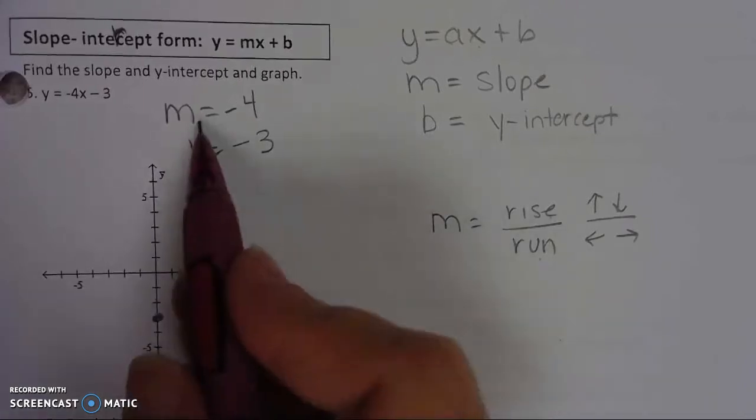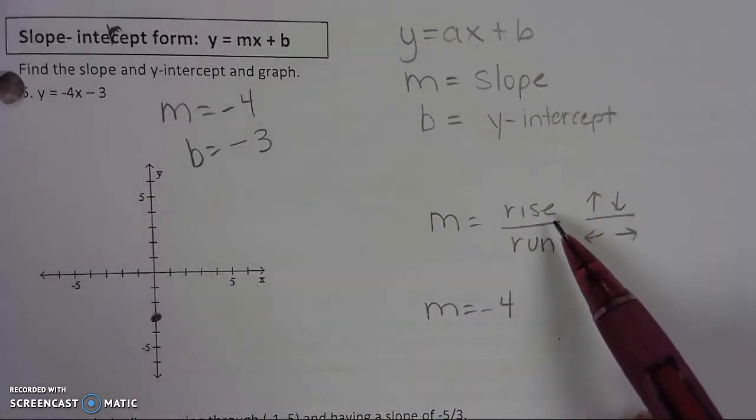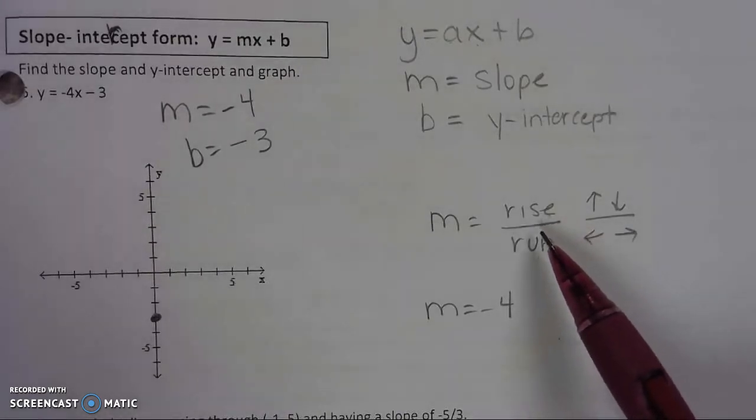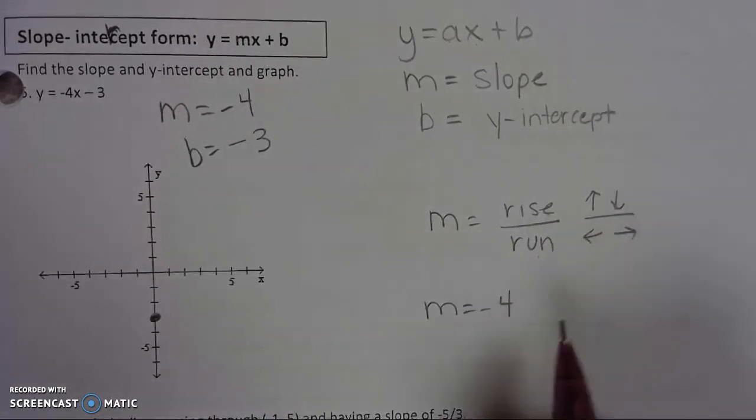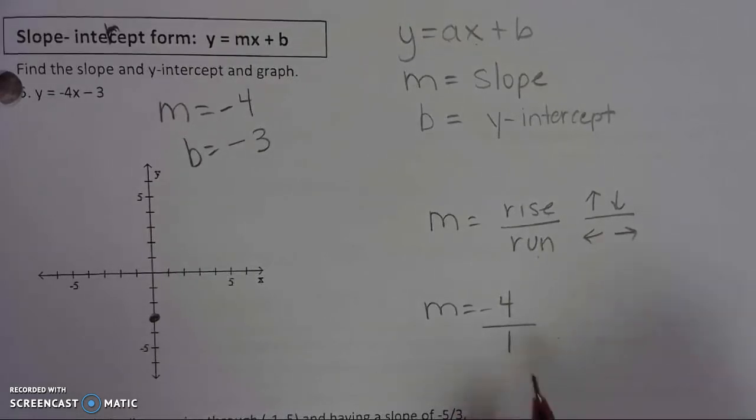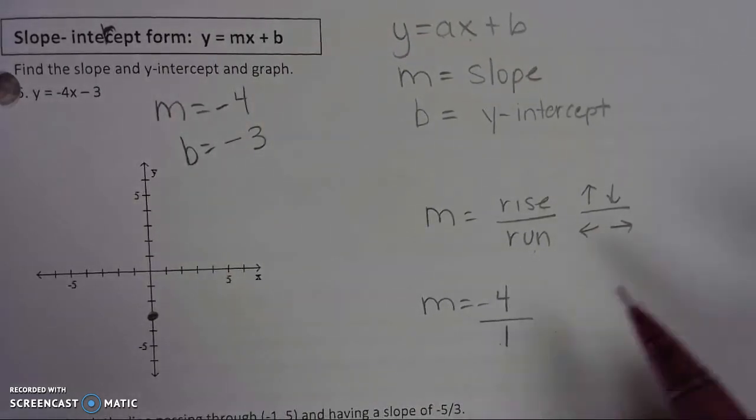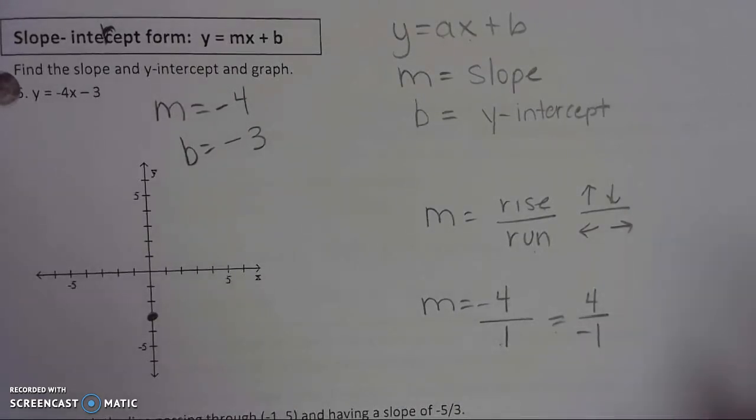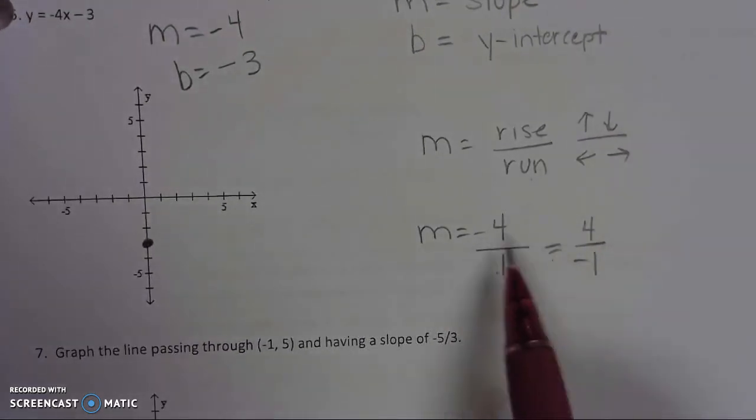Alright, so our slope for this one is -4. Notice we can't see the run at this moment. It just has a rise. But remember, anytime you have a whole number, it's understood to have that 1 under it. Remember that -4 over 1 is the same as 4 over -1. These two values are equal.